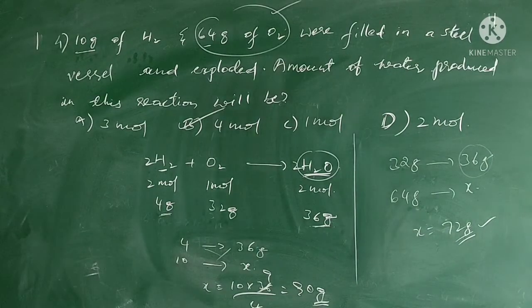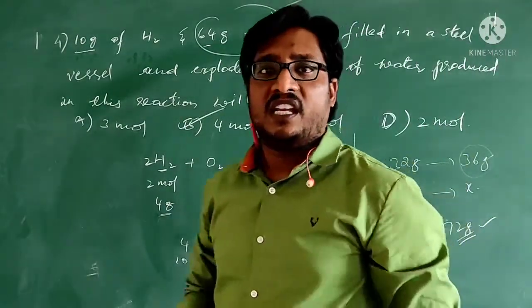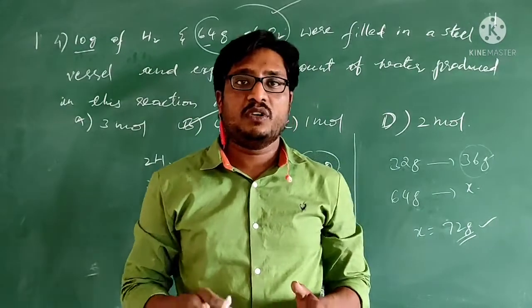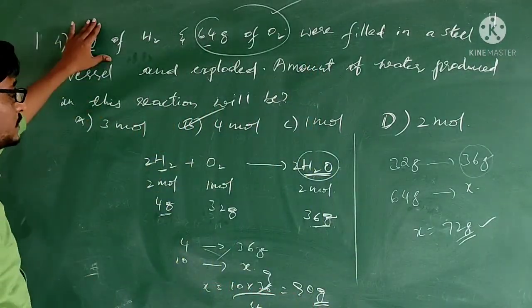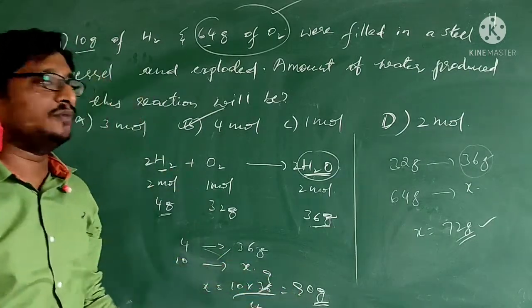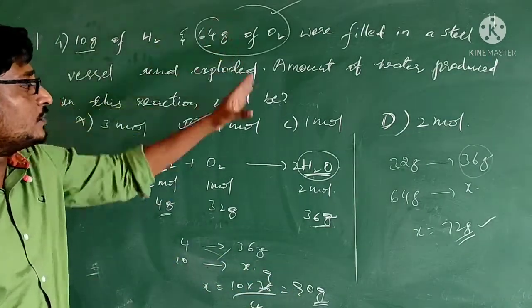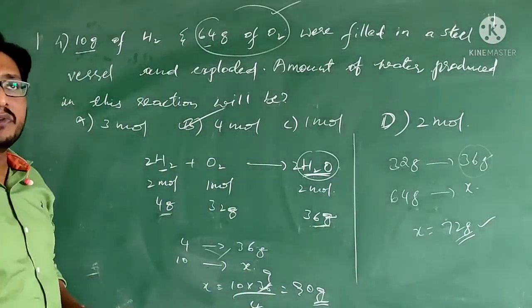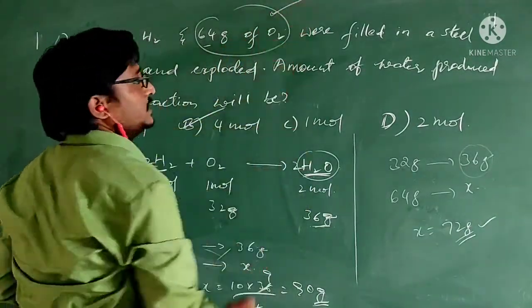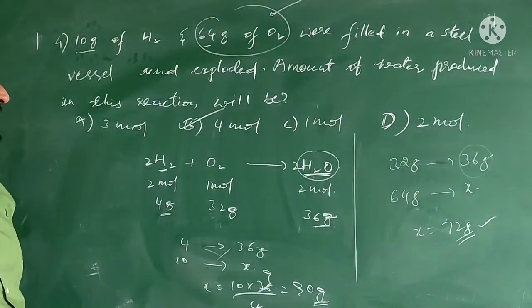So what is the limiting reagent? What I said: a reactant which limits the product, we call that the limiting reagent. Here, 10 grams of H2 can produce 90 grams of water, but 64 grams of oxygen is producing only 72 grams. So which is producing the least amount of product? 64 grams of oxygen. So that is our limiting reagent.